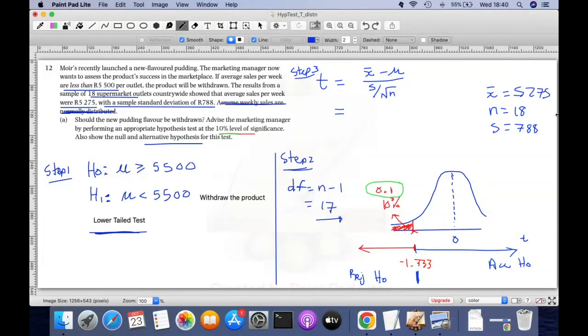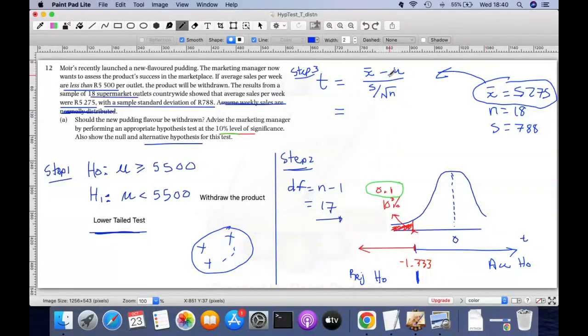5275. So remember, I'll just quickly sketch it again. You had 18 supermarkets, right? And all the way to 18 of them. When you take these 18 and you take their sales and you average it, you get this here. That's what it's telling you. So that's the average of your sample of 18. So you have all the values to plug into this equation.